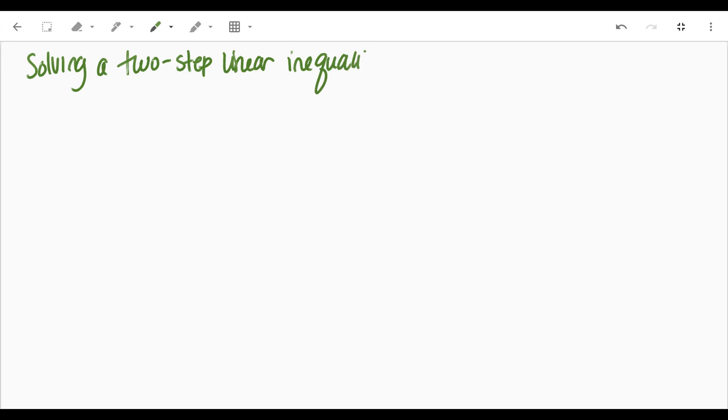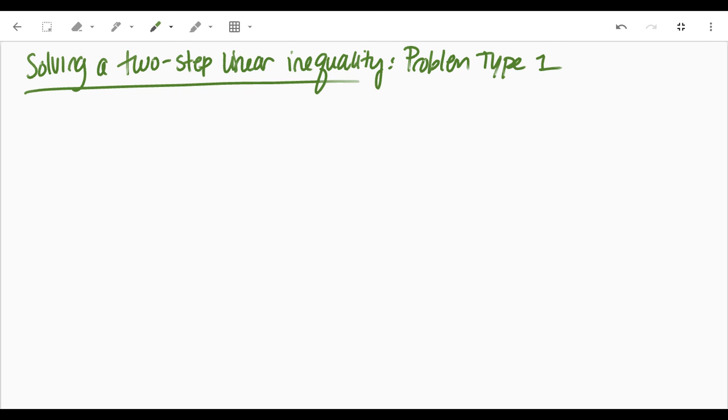All right, next video in Module 7, we are going to start with solving a two-step linear inequality, problem type 1. This is actually in section 1.7 in the textbook, so we're kind of starting a new section here. We'll have a bunch of inequalities in these next couple videos.